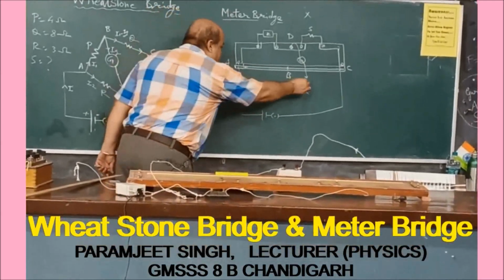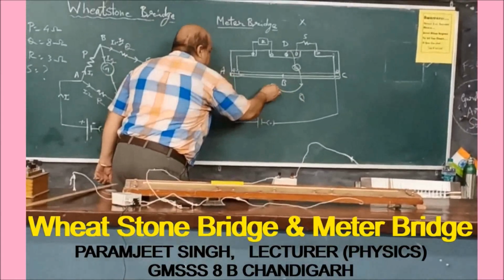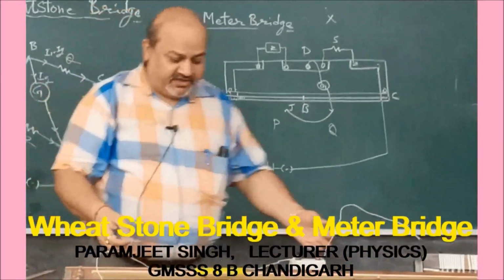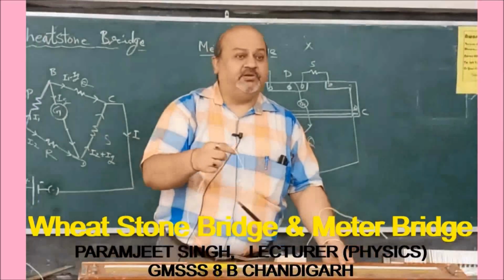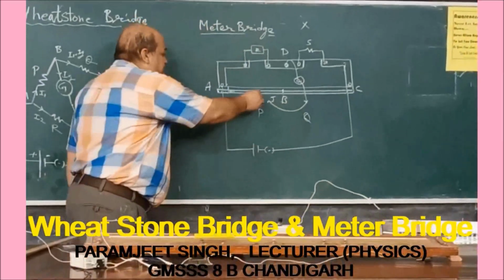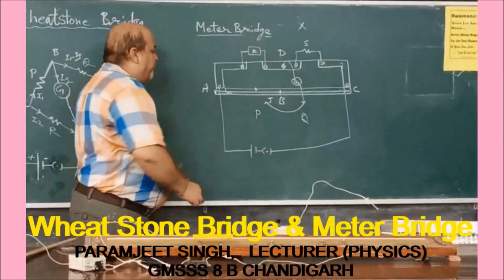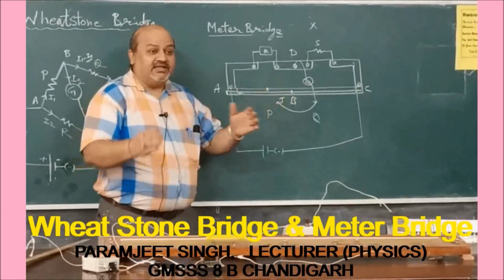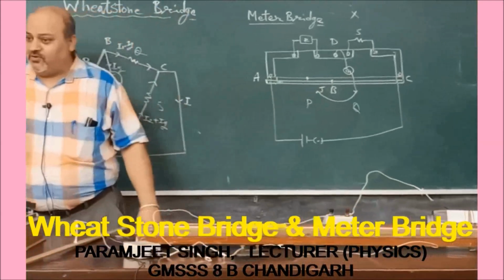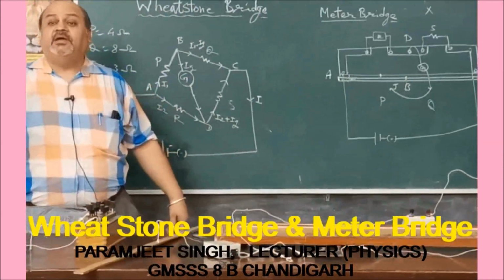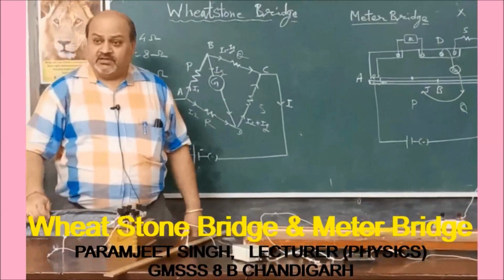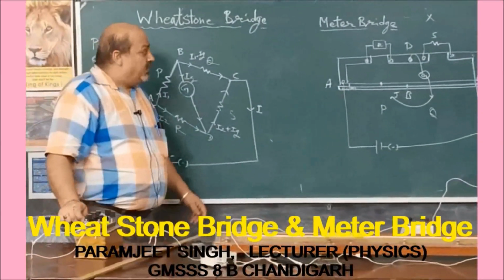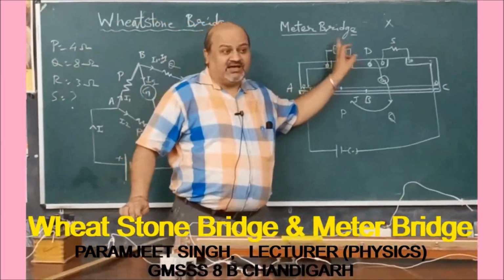So I connect it to the jockey. And I am free to place this jockey anywhere on the wire. This is a 1 meter wire. If I place J here, P will become less, Q will become high. I can change this ratio, P over Q, by placing J at different places. This ratio I can adjust because R and S is fixed.